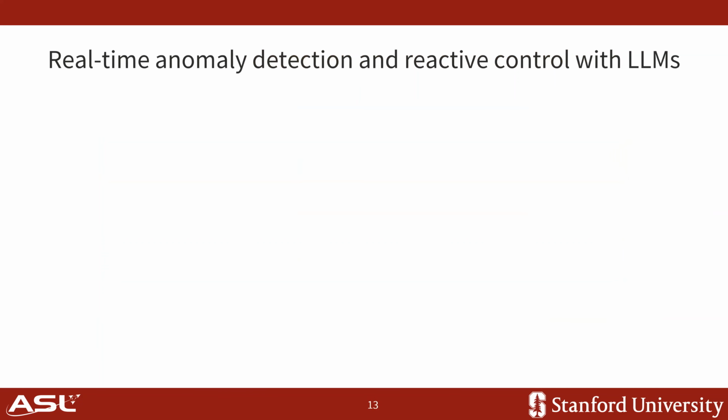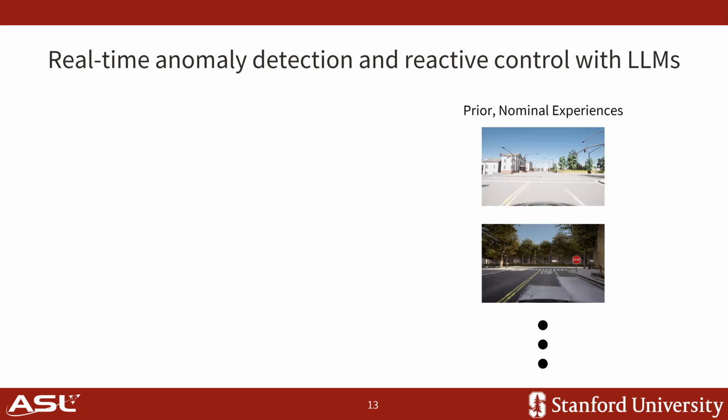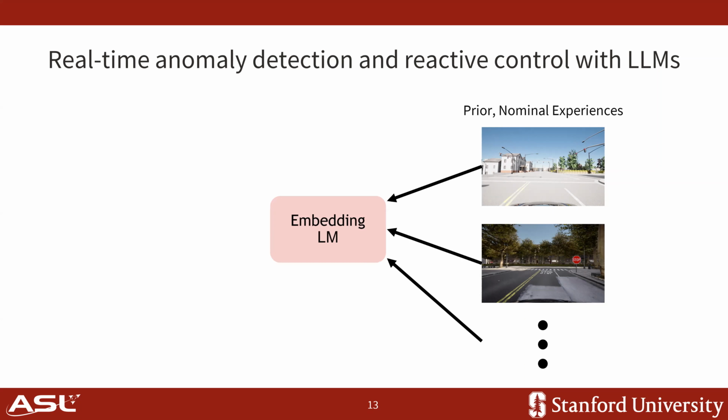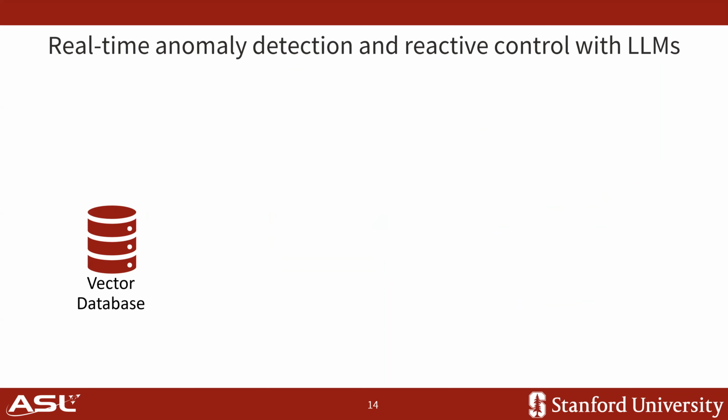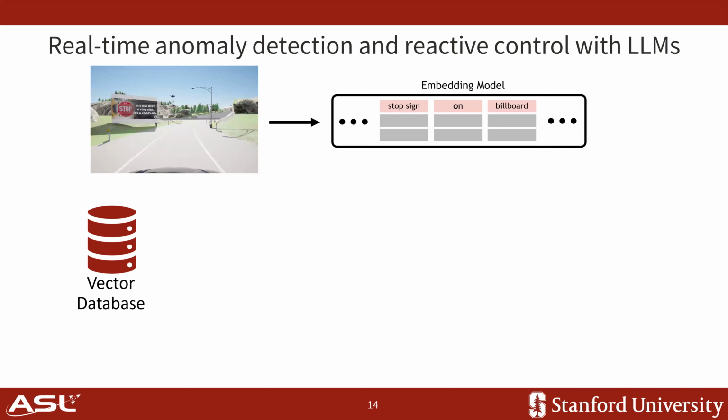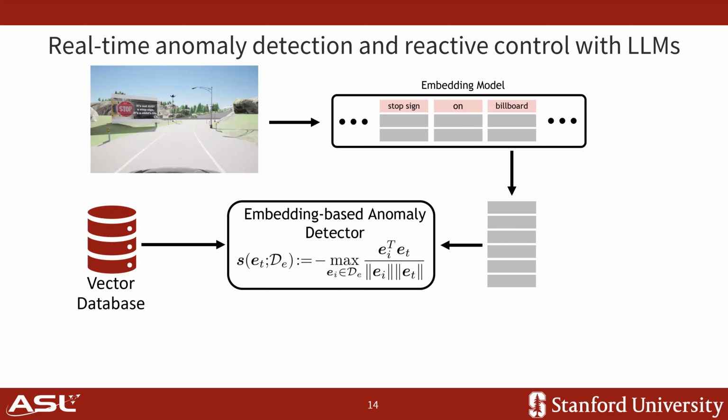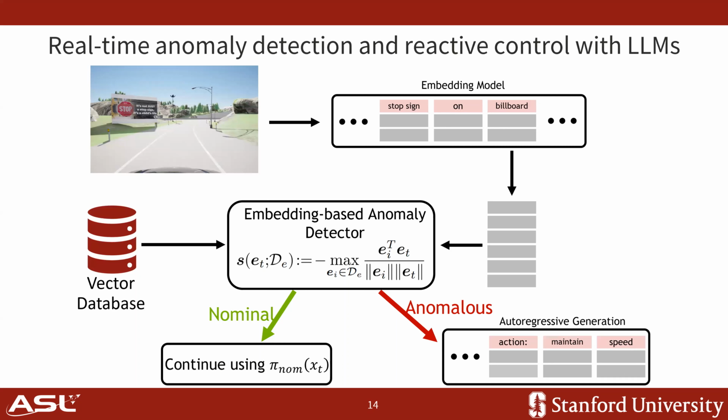We propose a two-stage decision-making framework to address these challenges. We first assume we have a data set of prior experiences of the robot where we assume it was reliable. We use a foundation model to generate a database of semantic embedding vectors. Then, at runtime, we take the current observation of the robot and compare its similarity with the embeddings in the vector database to detect anomalies. If the current observation is similar to previous experiences, we continue with the decisions made by the base autonomy stack. If the observation is anomalous, we query the second stage.